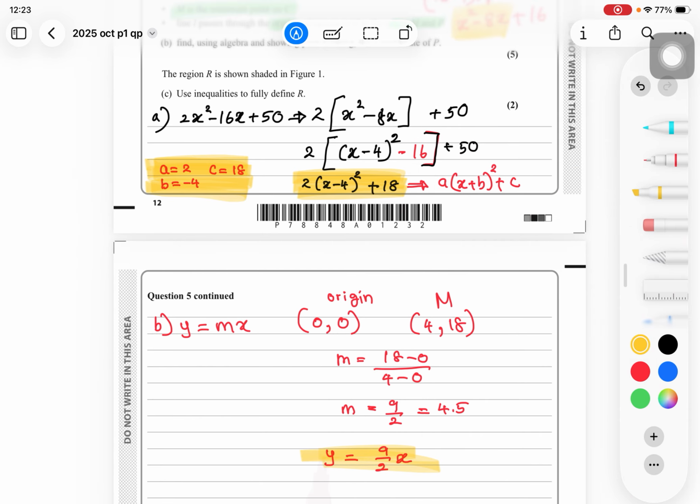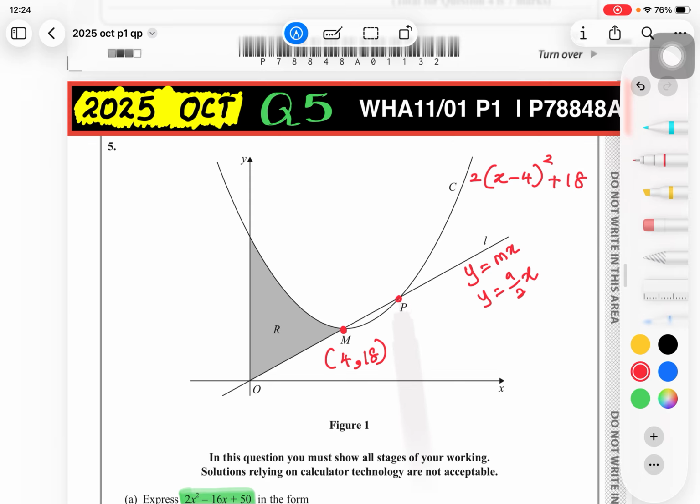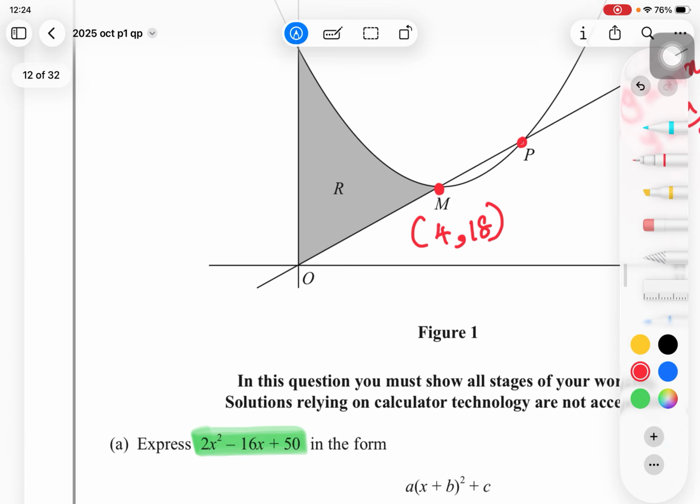Okay. Now the y equals mx equation, we can write it like this: y equals 9 over 2 x. Once we have these two pieces of information, what is the point P? Point P is the point where both the equations cut each other. So literally that is the intersection point. In other words, the intersection point is going to be P.